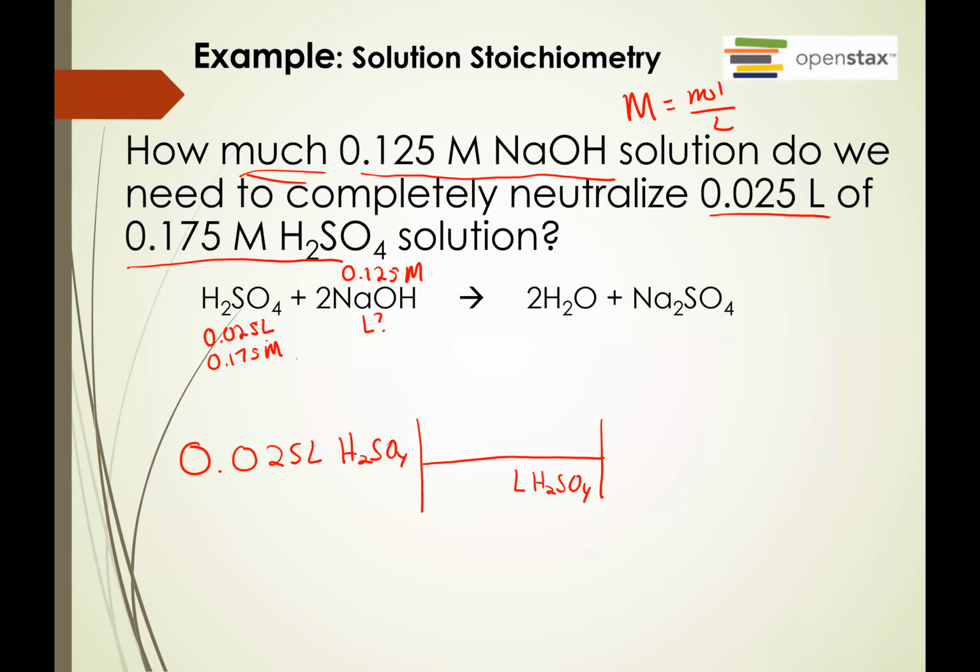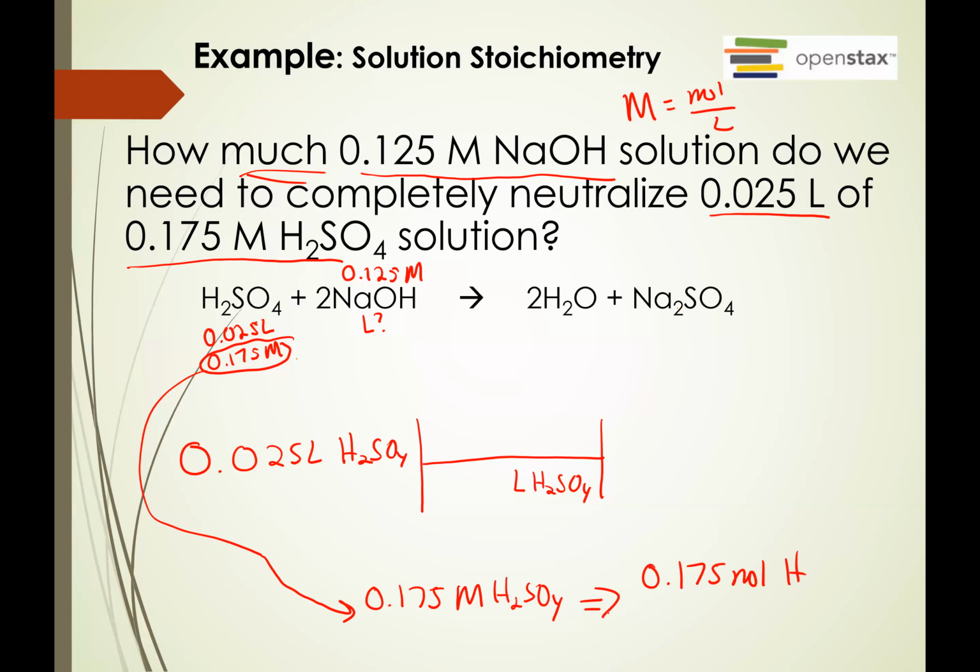So now if we look at this number right here, just as a reminder, I'm going to put this all the way down here. 0.175 molar H2SO4. This means 0.175 moles of H2SO4 in 1 liter. Everybody remember that when we did molarity? That's what 0.175 molar means. It means this many moles in 1 liter.